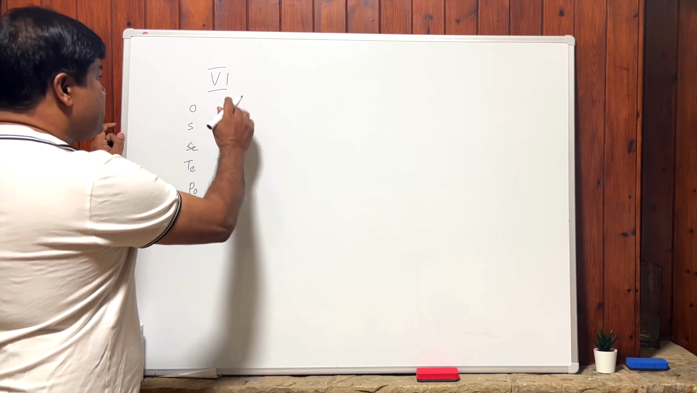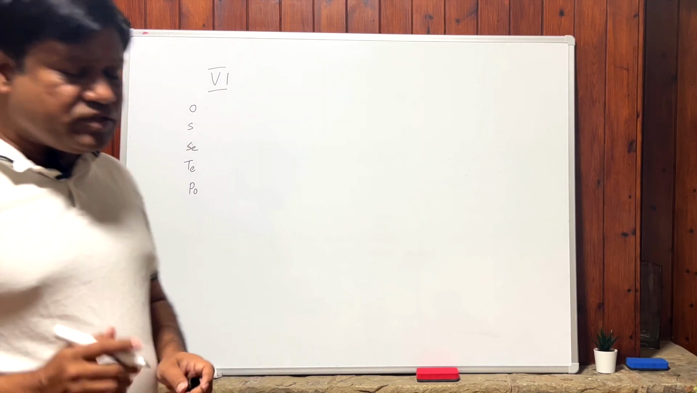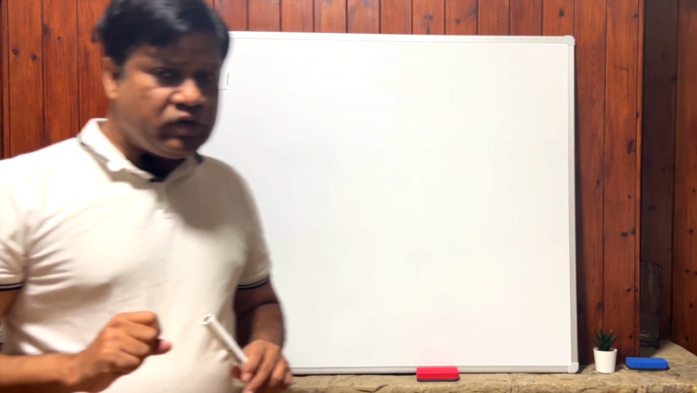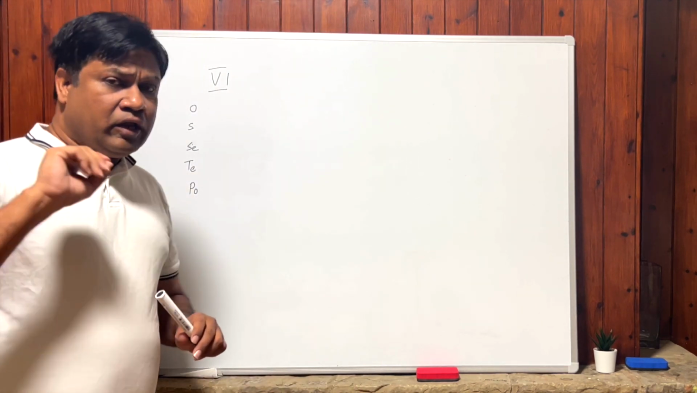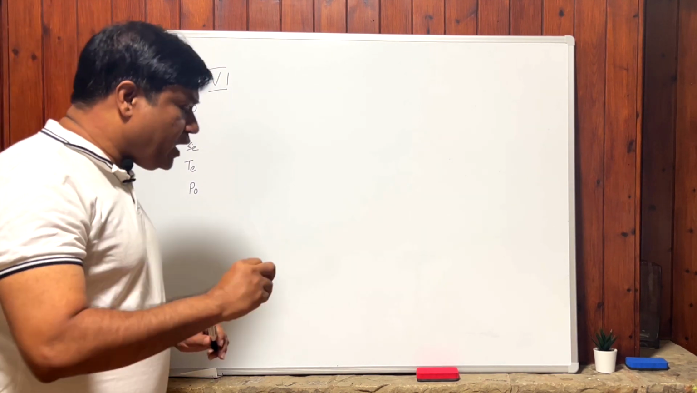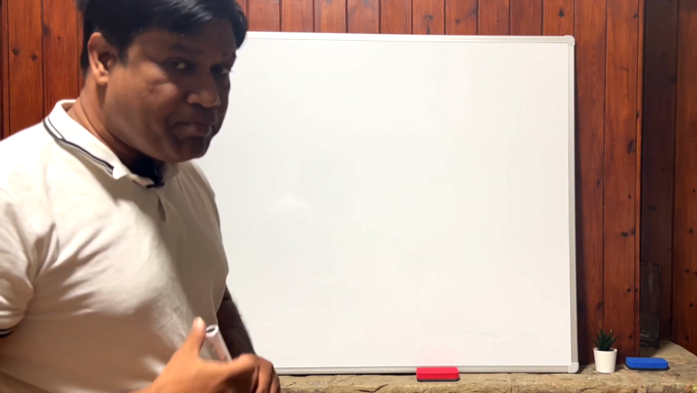If the central atom is from group 6, having 2 bonded pairs of electrons and 2 lone pairs, now see what will be the shape and what will be the bond angle of these compounds.